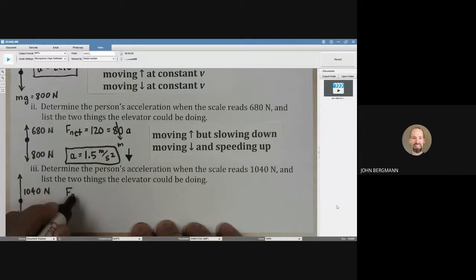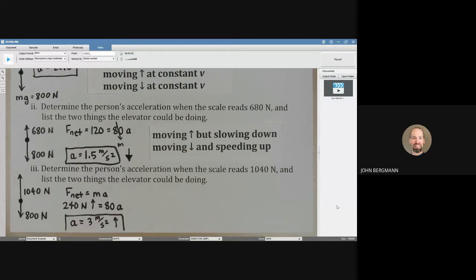F net equals m times a. So this is 240 newtons, and I'm going to put a direction on that, up. There's a net 240 newtons up, and that's equal to the mass, which is 80, times the acceleration. So I think the acceleration is 3 meters per second squared upward.